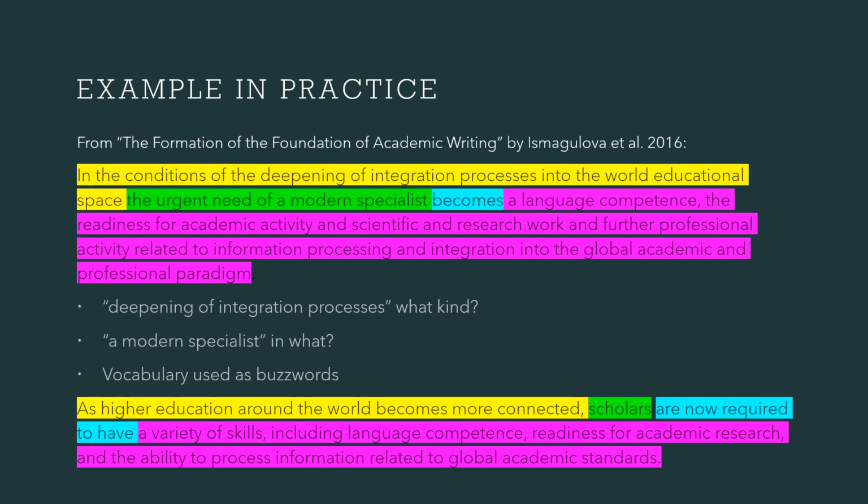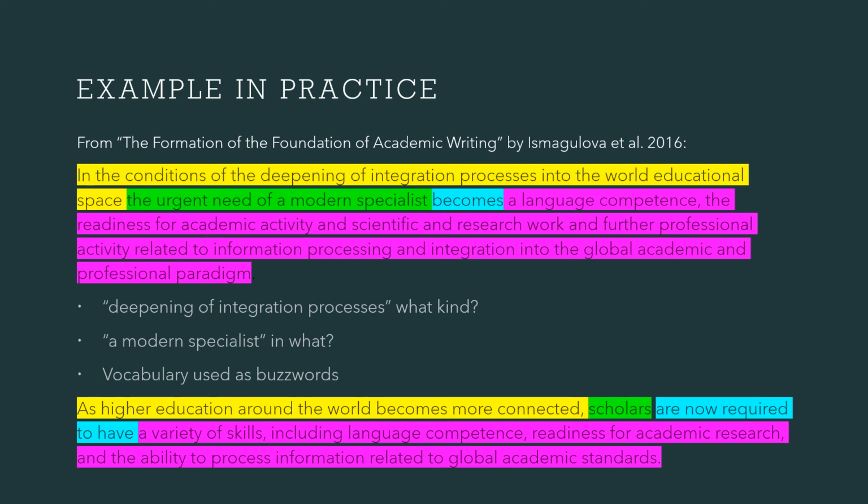So this is not only a very long sentence, but it's also slightly confusing. I've chopped this sentence into bits and then reworded it down below at how I understand it, but there are some places where you can see how a text might be confusing, or a student might not understand, such as unclear phrases, deepening of integration processes. What kind of processes? What, a modern specialist in what? Like the global academic and professional paradigm, what does that mean actually for this text?